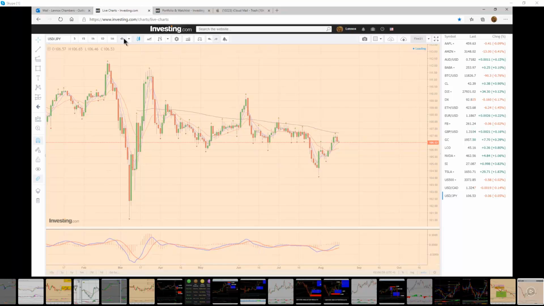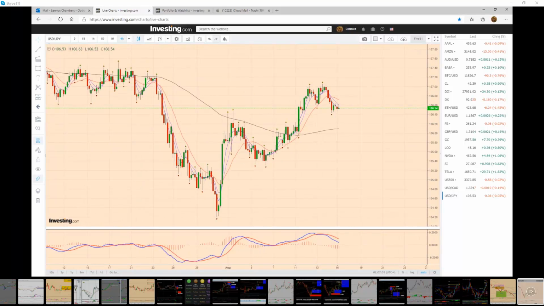So 4-hour, again, here we can see that we've had quite a move to the upside, back down, and now we're pushing to the upside. So this little move down might be short-lived, so be careful about going short. Okay, even though US dollar is weak, the Japanese yen might be weaker, so the US dollar could turn around against it and continue back up. Okay, so be careful about this one.